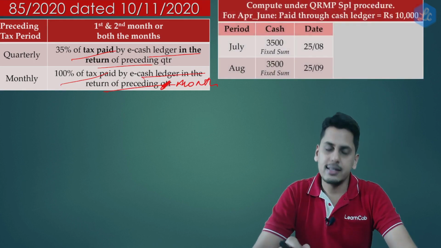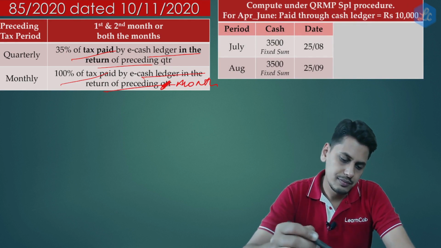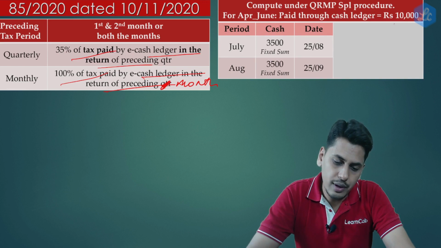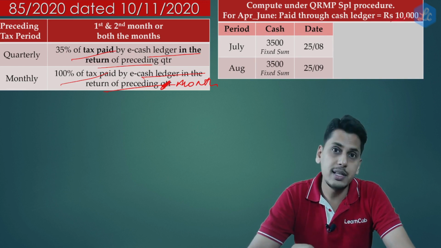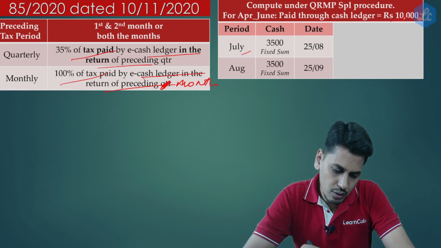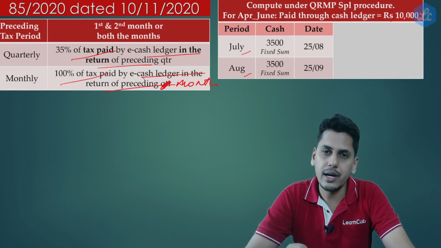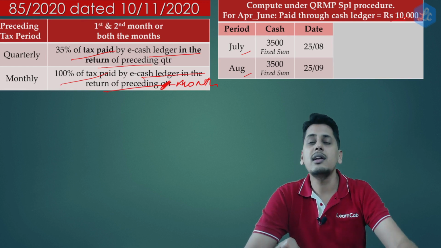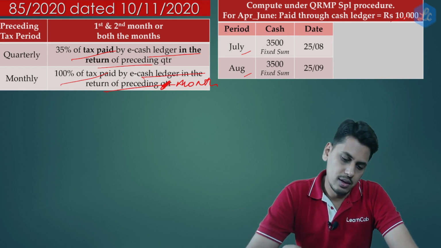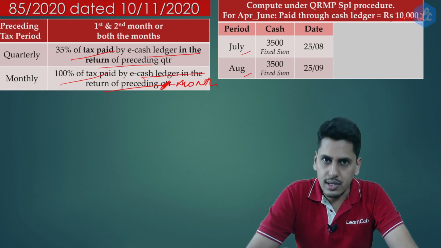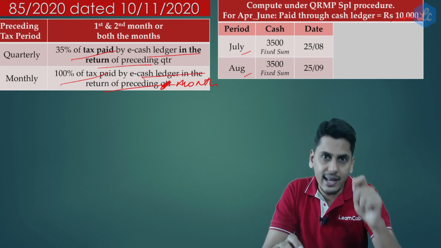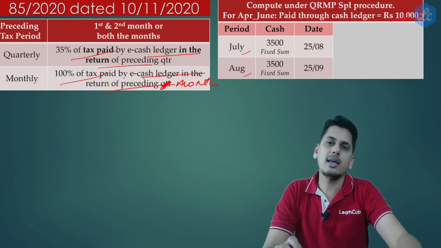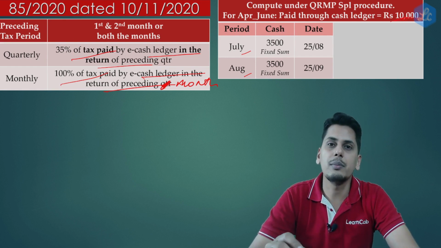Now friends, let's take an example. Let's say for April, May and June, the amount which is paid through cash ledger is 10,000, which means that you are supposed to find out for July and August. The preceding tax period April, May and June was under QRMP scheme. So the amount which was paid by debiting the electronic cash ledger was 10,000 for April, May and June.